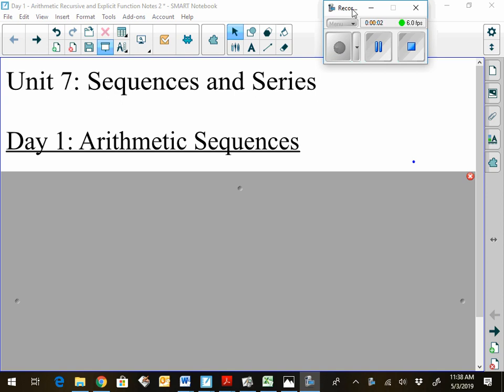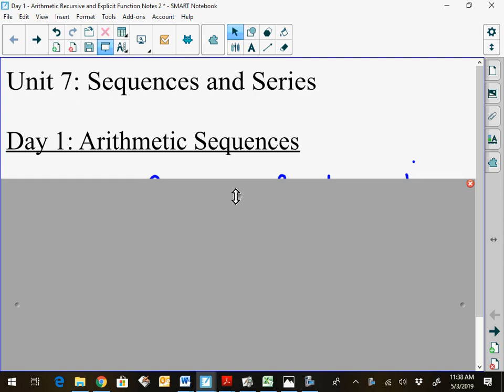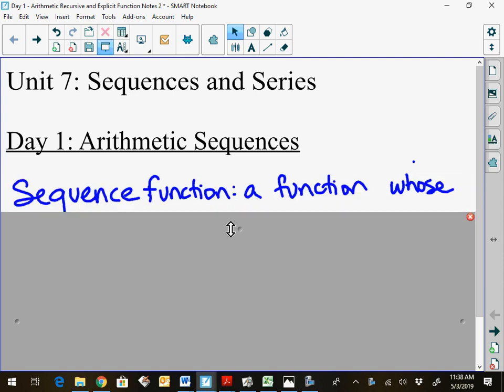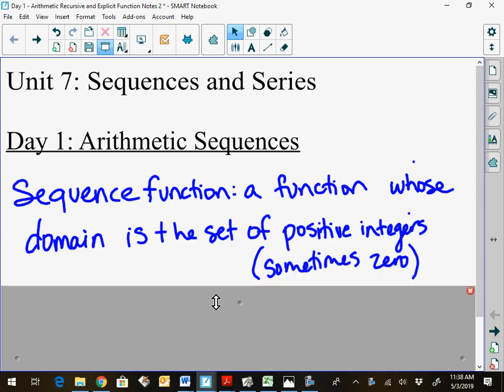All right, we are going to start and look at arithmetic sequences. So you may title this at the top of your paper. And a sequence, just to get you to understand what a sequence is, here's a formal definition for us. A sequence function is a function whose domain is a set of positive integers. And sometimes 0 is included, often it is not included.